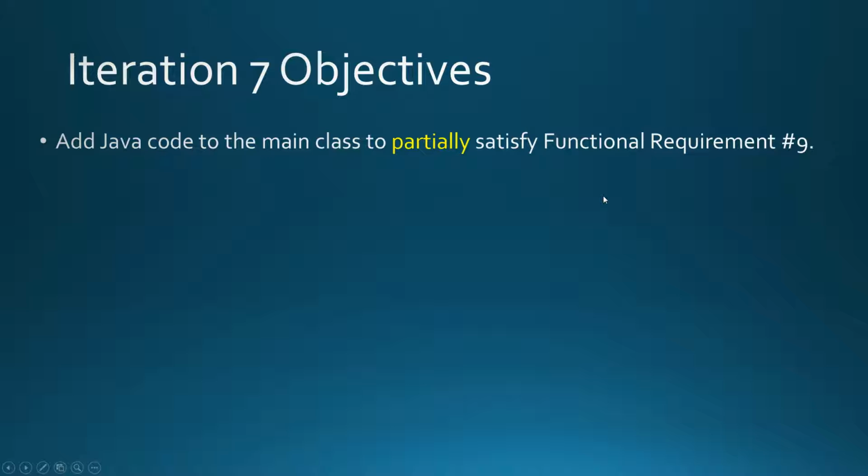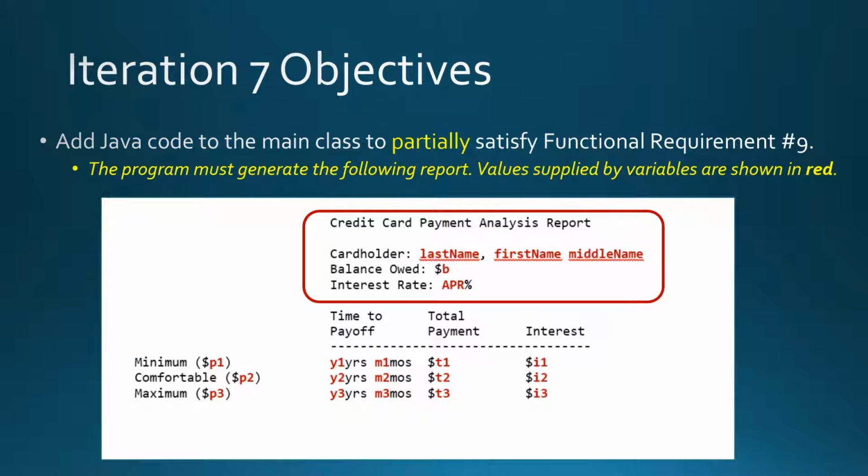Specifically in iteration 7, we are going to add Java code to the main class to partially satisfy functional requirement number 9. In part, that requirement reads, the program must generate the following report, and values supplied by variables are shown in red. So we're going to generate the report title, credit card payment analysis report, and then you'll notice we're going to generate some other headings that incorporate the values that we read in the inputs.